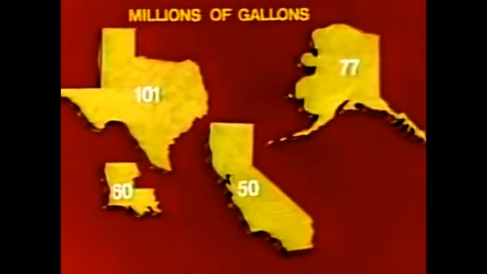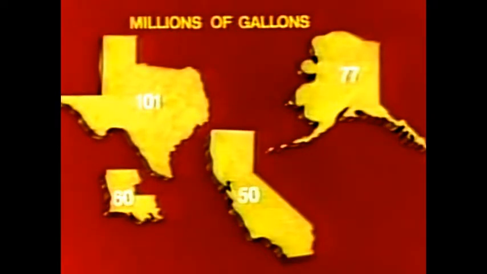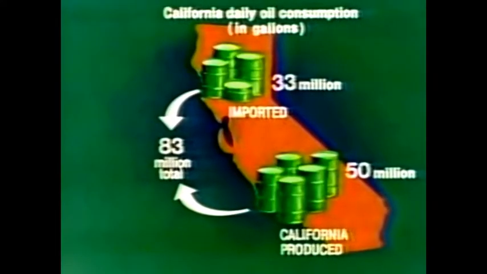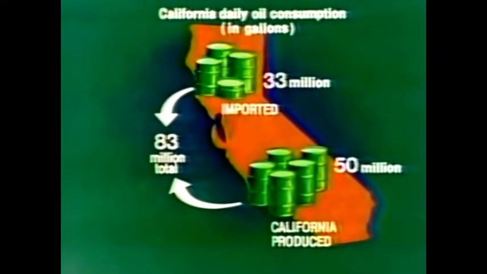"How much oil does California produce?" asked Jack. "About 50 million gallons a day in 1985," said Bob. "California is the 4th largest oil-producing state. Only Texas, Alaska, and Louisiana produce more. Even so, we need to buy 33 million gallons of oil a day from other states and countries."